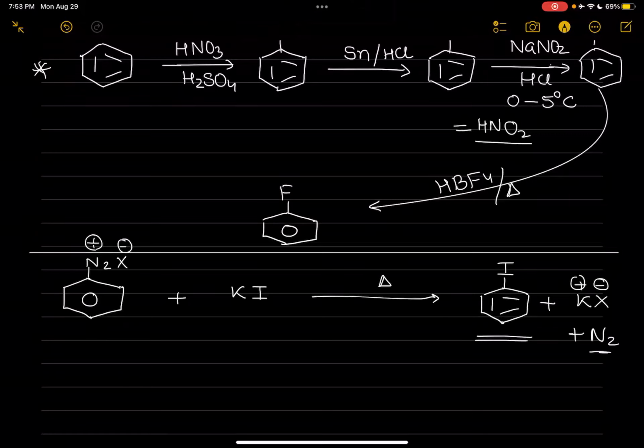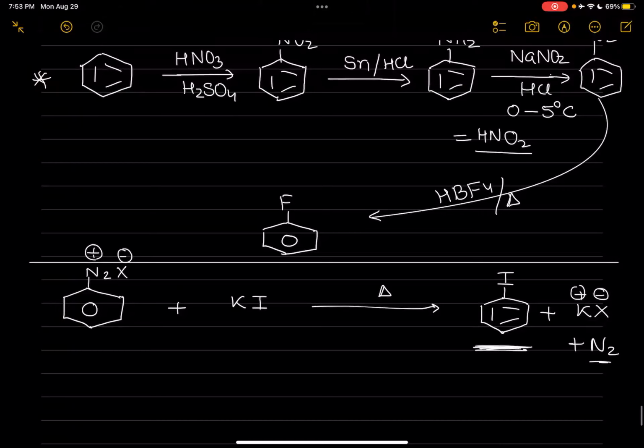So we will have iodobenzene. Is it clear? Yes, sir. Iodobenzene, right? But this has no name. It is just a common name, preparation of iodobenzene by diazonium salt. Okay. So this is very, very important.